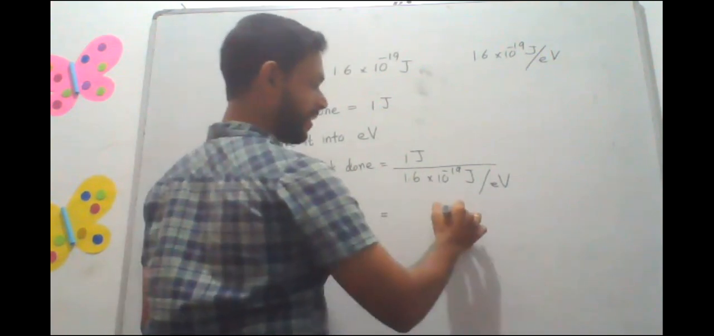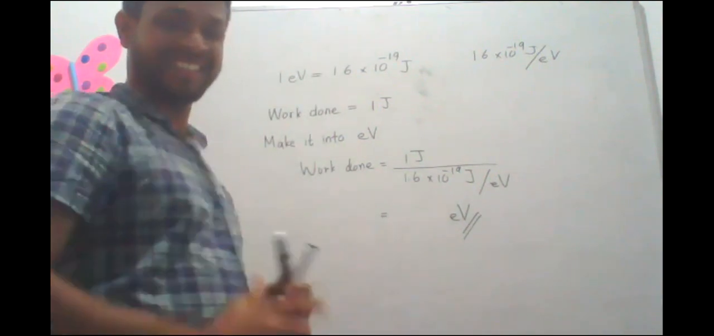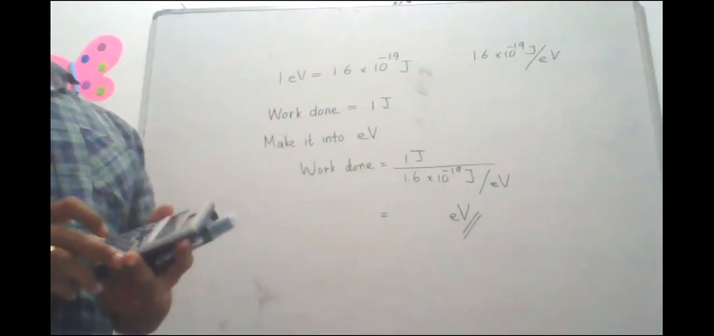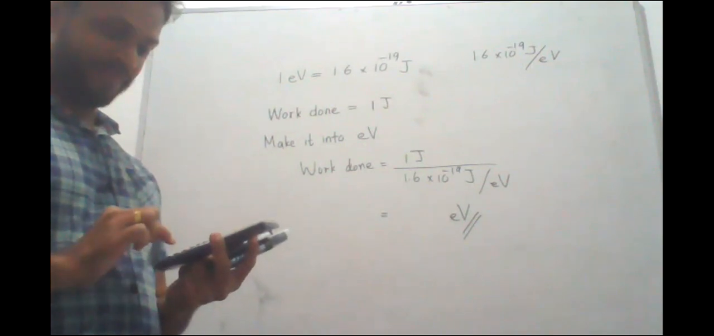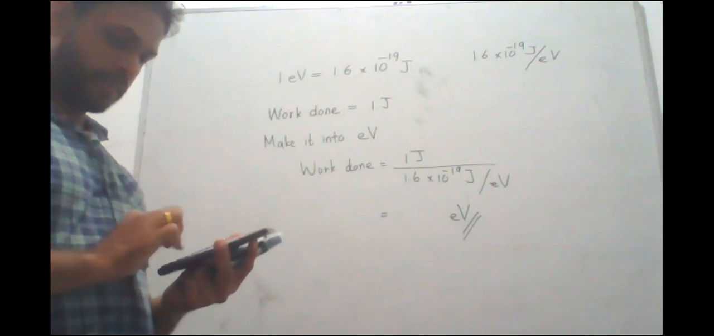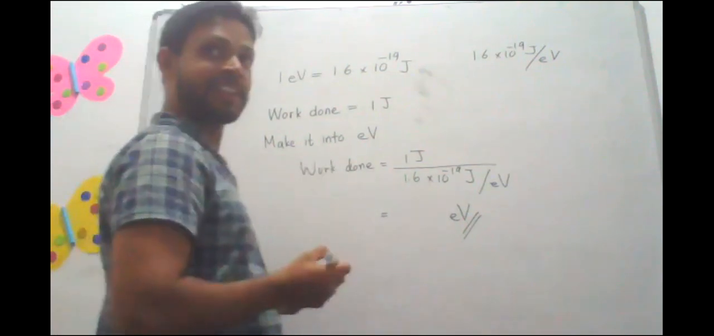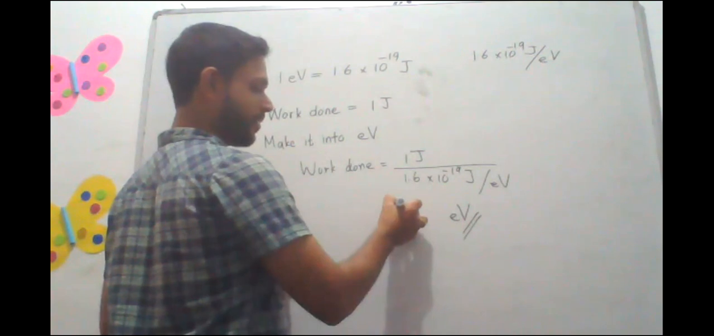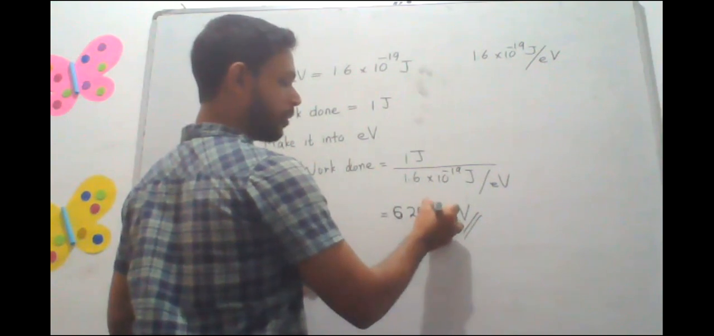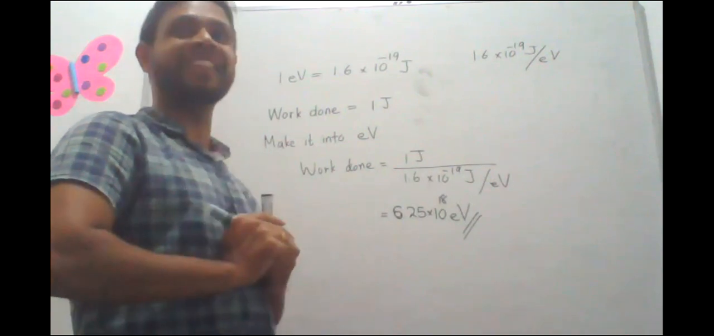Okay. Electron volts, what is it? What should be there? You got the answer? Yeah, that is good. 6.25 times 10 to the power 18 electron volts. Huge amount of electron volts are there, right?